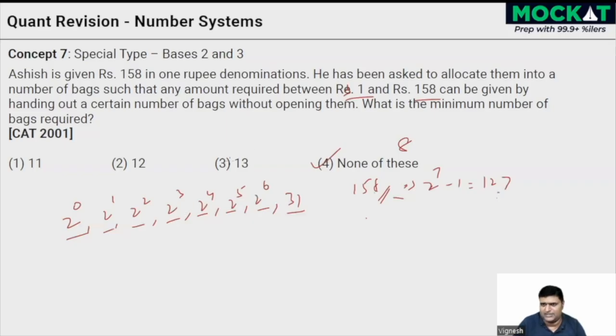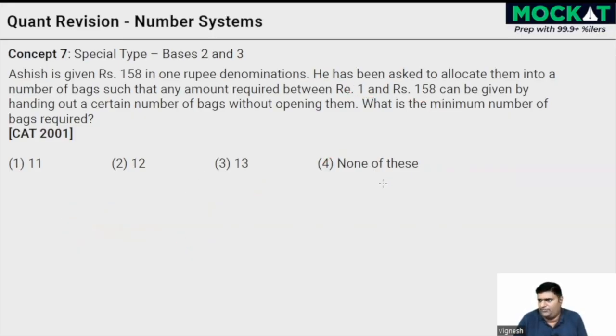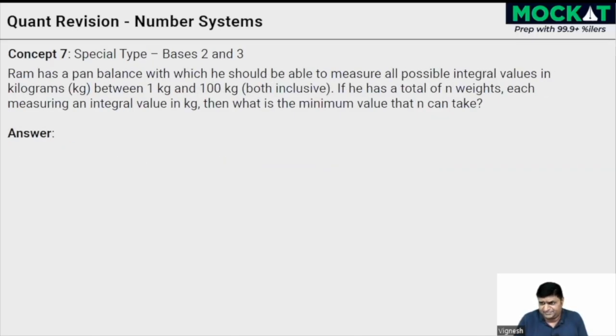So this is a special type where, if you want to form all possible integers by adding one or more of these, what should those be? They should be all the powers of 2, and the remaining you put into the last one, and you'll be able to form any number between 1 and 158 using a combination of these, right? So that's the concept. Okay, moving to the last part, the last example.